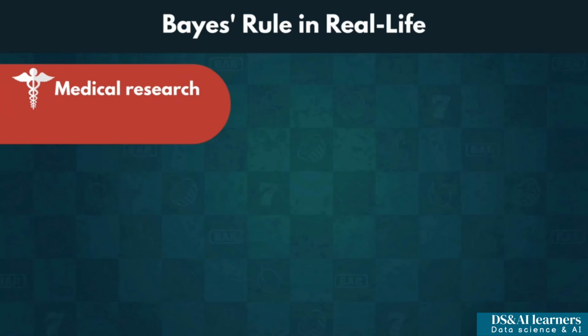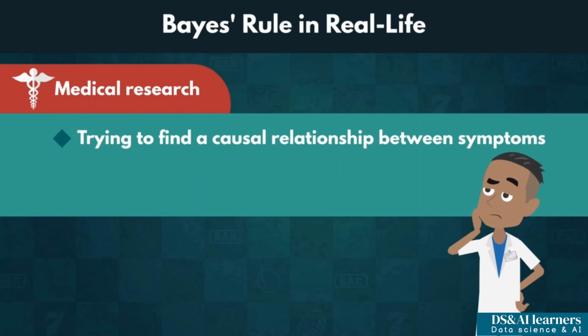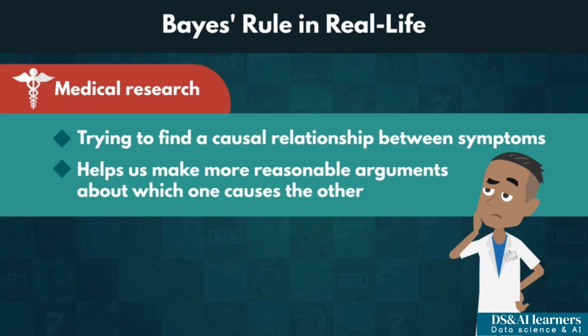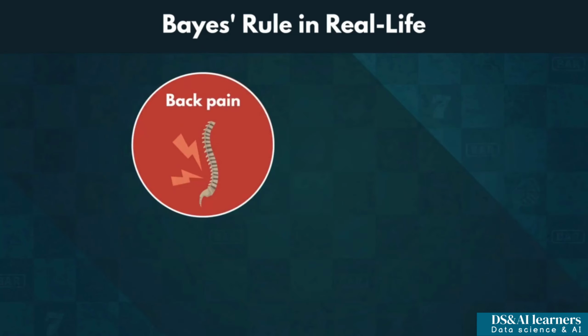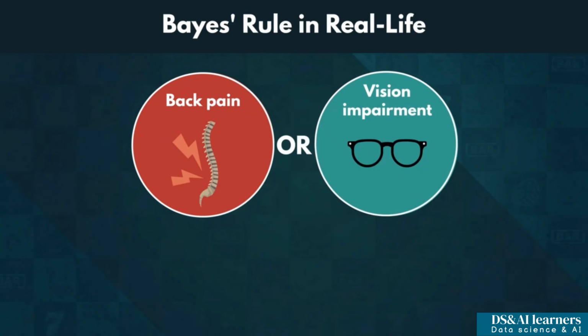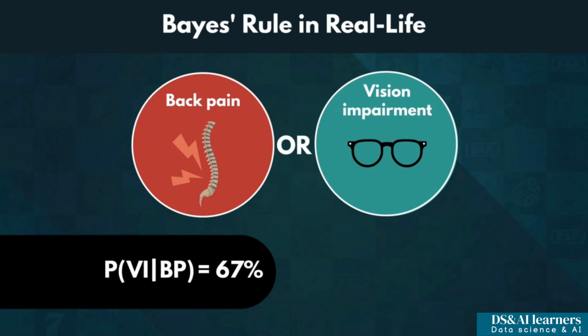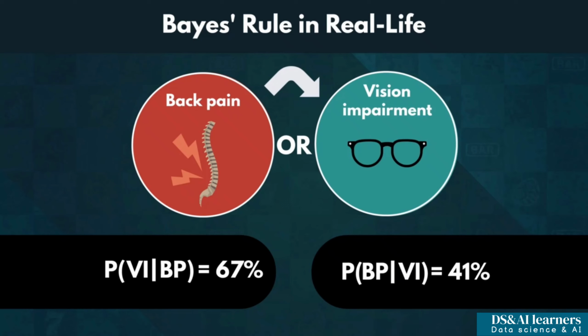One of the most prominent examples of using Bayes' rule is in medical research, when trying to find a causal relationship between symptoms. Knowing both conditional probabilities between the two helps us make more reasonable arguments about which one causes the other. For instance, there is certain correlation between patients with back problems and patients wearing glasses. More specifically, 67% of people with spinal problems wear glasses, while only 41% of patients with eyesight issues have back pains. These conditional probabilities suggest that it is much more likely for someone with back problems to wear glasses than the other way around.